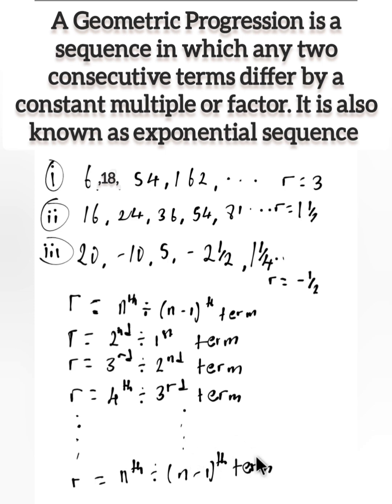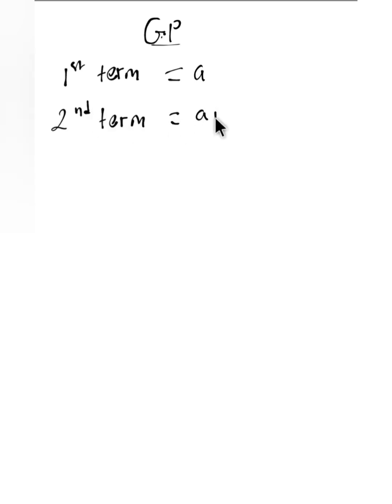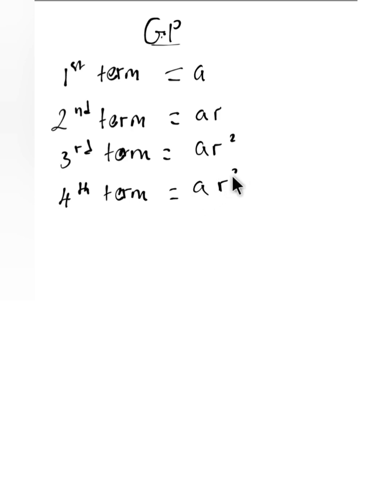Now, let's talk about the terms. In a geometric progression, the first term is equal to a. Second term is equal to a times the common ratio. The third term is equal to a times the common ratio squared. The fourth term is equal to a times the common ratio cubed. The fifth term is equal to a times the common ratio raised to power 4.